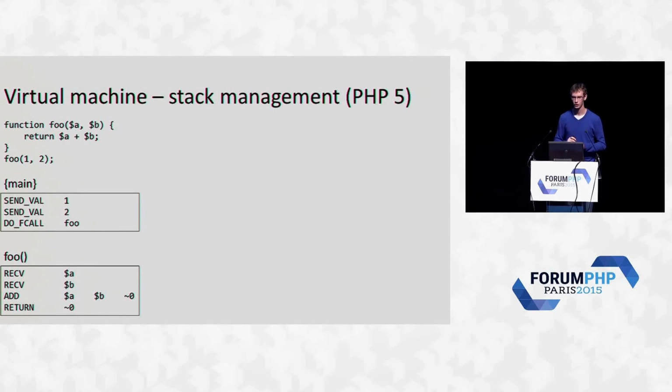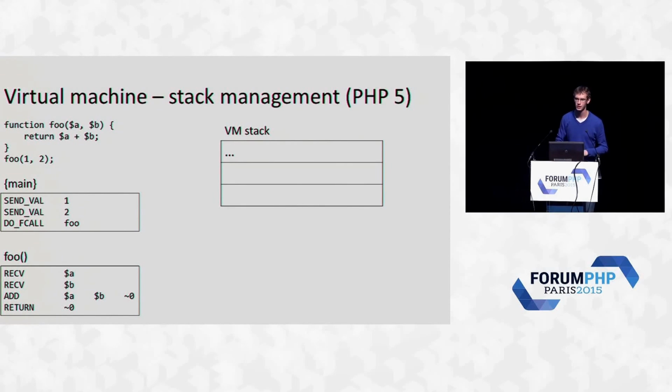And here are the actual opcodes for these operations. At the top is the call opcodes, and the bottom is the body of the function. Now I'd like to walk you through what happens at runtime if you execute these. For that you have to look at the virtual machine stack. That's the place where all the execution state is managed. The first thing that happens is that you send the arguments. This means that the arguments are pushed onto the virtual machine stack. The next step is the do_fcall instruction, which pushes a call frame onto the stack.